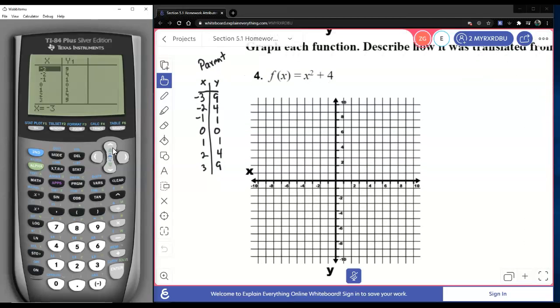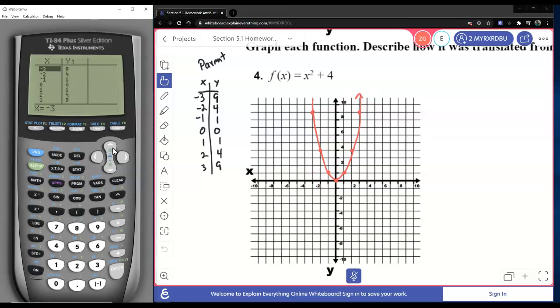So now here I'm going to use red to denote the parent function. So we have (-3, 9): 1, 2, 3, 4, 5, 6, 7, 8, 9. Then (-2, 4), (-1, 1), (0, 0), (1, 1), (2, 4). It becomes automatic. (3, 9). Of course, you want to draw that smooth curve. And here is the parent function.